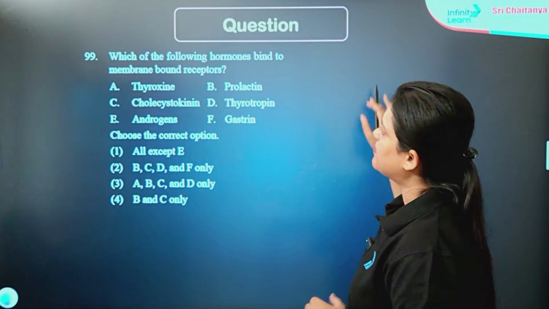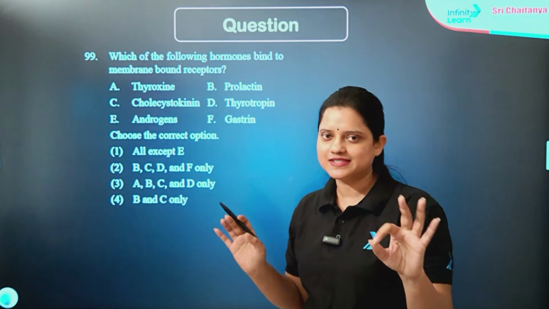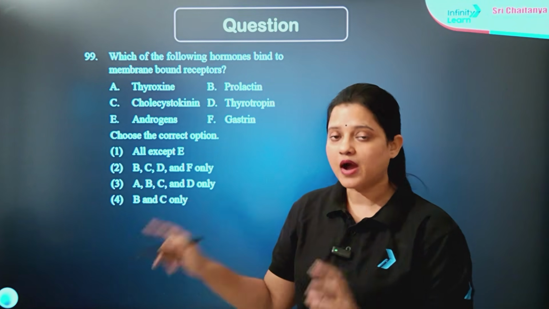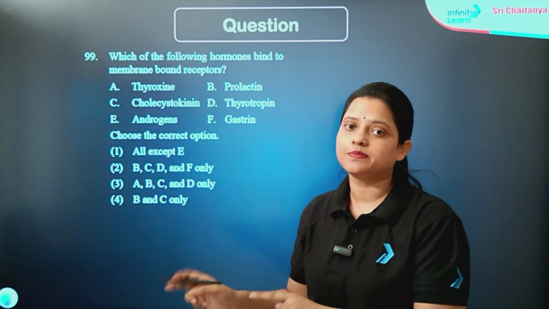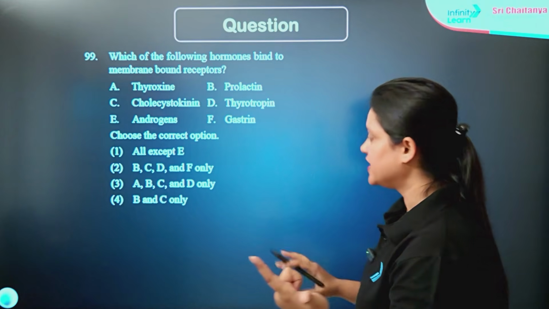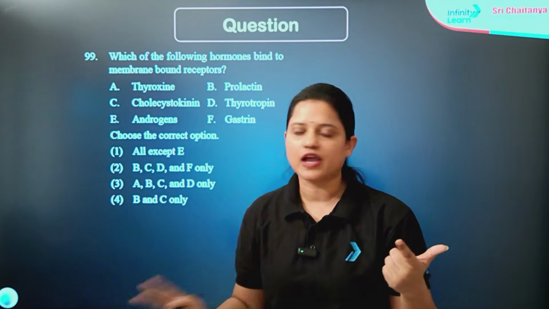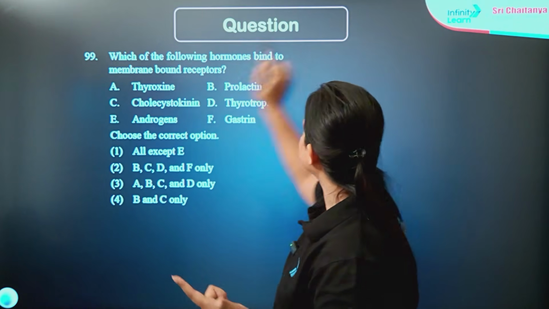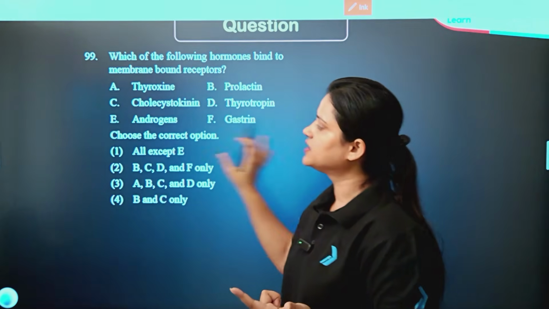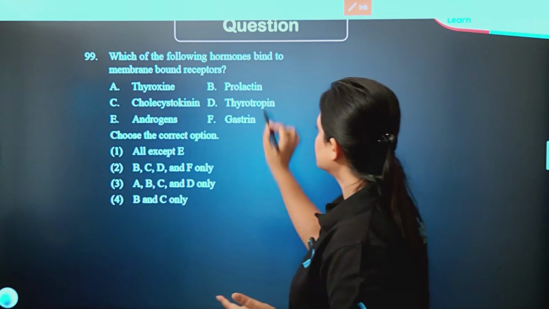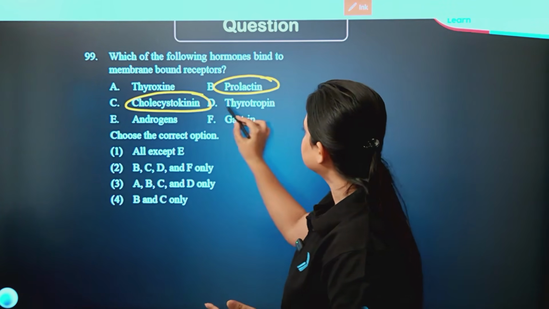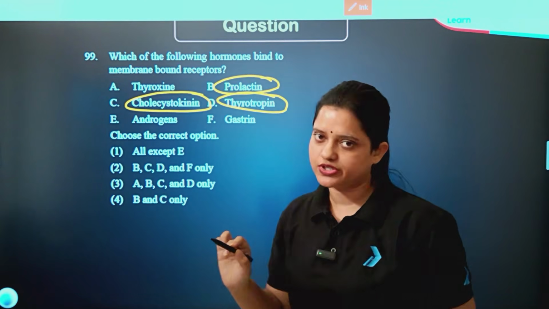Which of the following hormones bind to membrane bound receptors? Very interesting question. So the hormones that bind to membrane bound receptors should be either protein or amino acid derivative. It could not be steroid, it could not be iodothyronine. So here we have thyroxine, right? So thyroxine is an iodothyronine. So we will be marking the protein and amino acid derivative hormones here. So prolactin, right? Cholecystokinin, pancreozymin. In fact, thyrotropin, which is TSH, is a pituitary hormone.